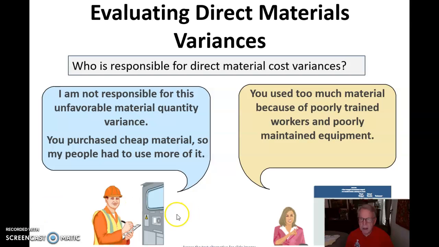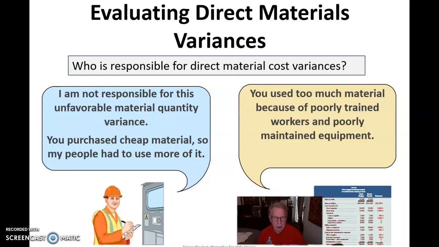So the manufacturing people are saying, hey, I'm not responsible for that quantity variance because you in purchasing purchased this cheap material, so my people had to use more of it. Now, the purchasing people would say, hey, you use too much material because of poorly trained workers and poorly maintained equipment. I think you could see that that's something you would have to really analyze to get a good feeling for.